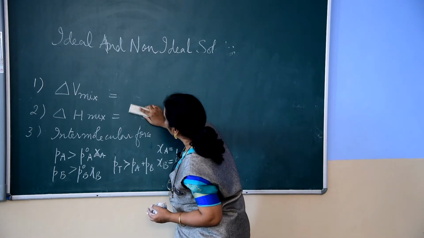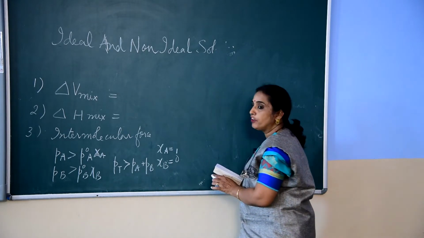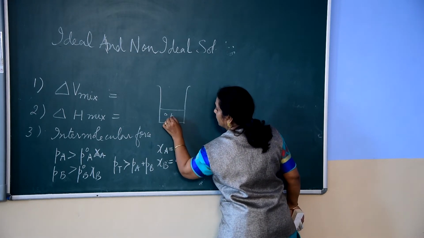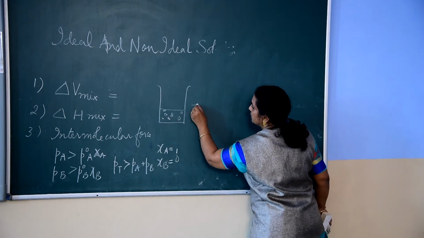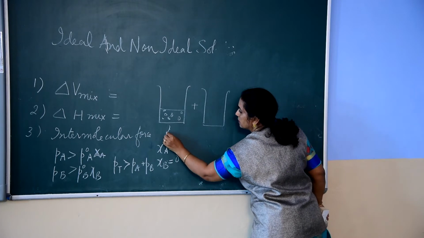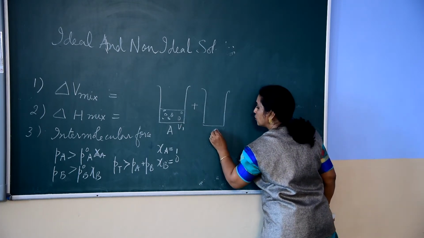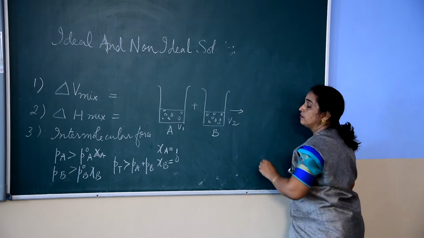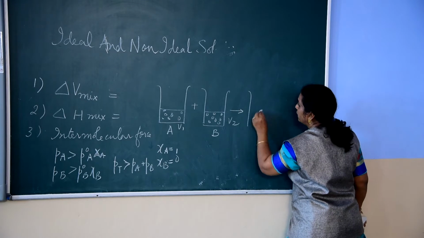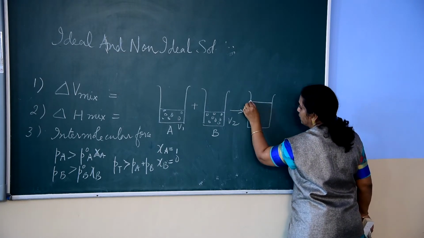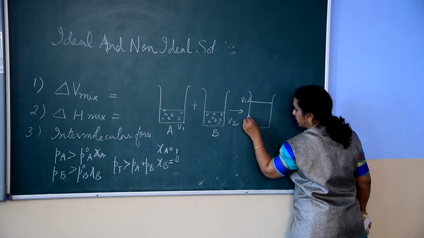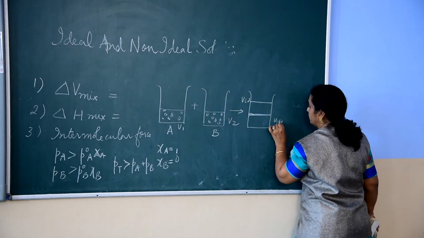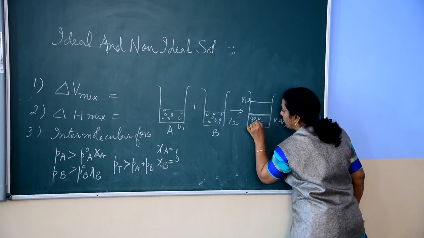For non-ideal solutions showing negative deviations from Raoult's law, again we come to the same condition. For a solution of component A, this is A having volume V1, and this is component B having volume V2, with different particles. When they combine, we are discussing negative deviation from Raoult's law. If the ideal solution volume is V1 plus V2, here V ideal, in this case it is found that it is much less than V ideal. V1 plus V2 will be less than V ideal. The molecules will be very close to one another.